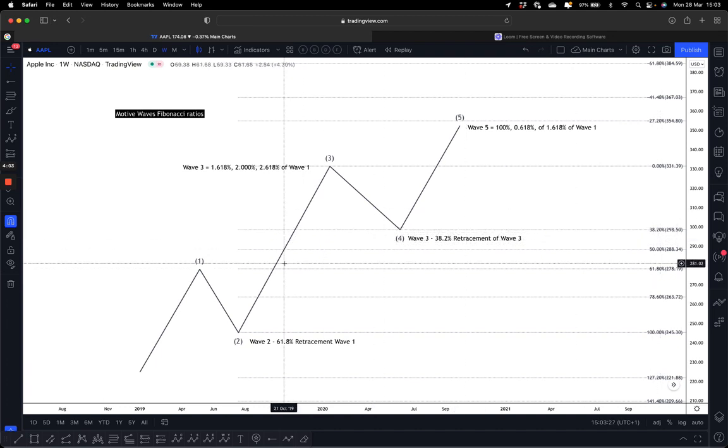You also notice that the depth of wave 4 and 2 are probably similar, but because of the length of wave 3, wave 4 usually goes to 38.2. Like I mentioned, this is not gospel. We will have a range; it can go up to 50%, I've seen it many times. 61.8, as long as it's not breaching wave 1, is very common. So those are the two retracement ratios. Let's get onto the extensions.